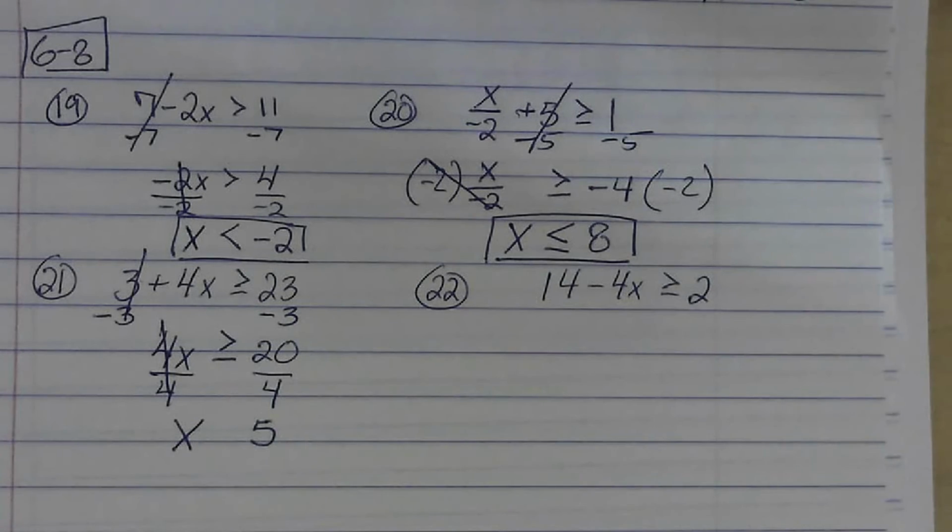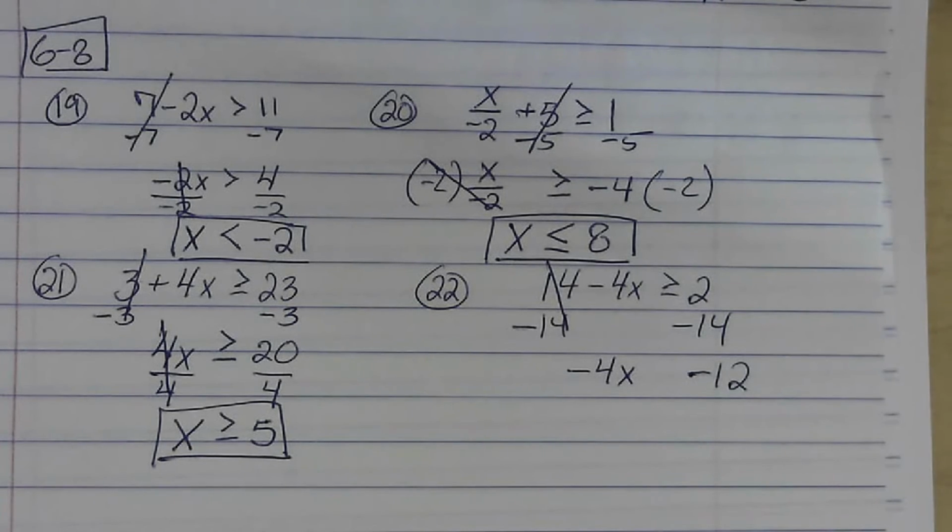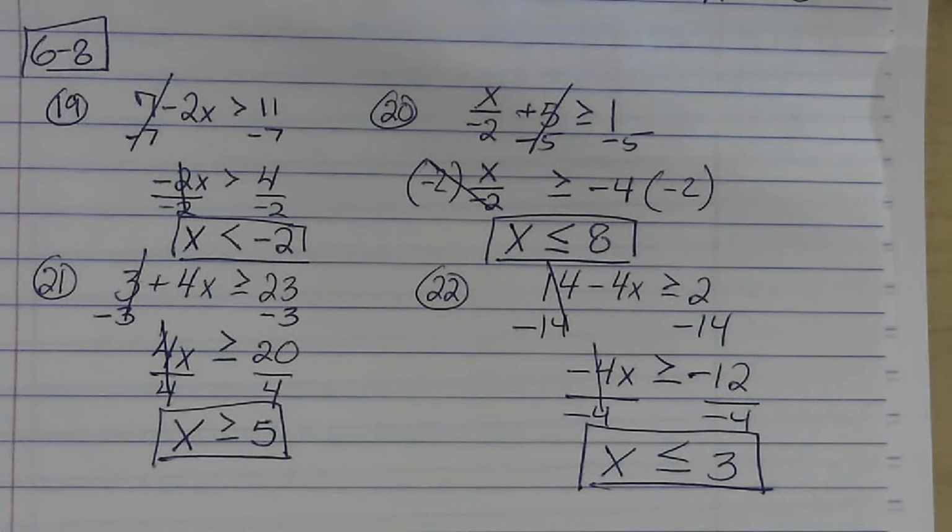For number 21, let's take out that constant. The symbol stays the same. Now let's take out that coefficient. And again, because I did not multiply or divide by a negative, the symbol stays the same. On 22, again, let's take out the constant. The symbol stays the same. Now let's take out that coefficient. Negative 12 divided by negative 4 is positive 3, and because I divided by a negative number on both sides, I reverse the symbol.